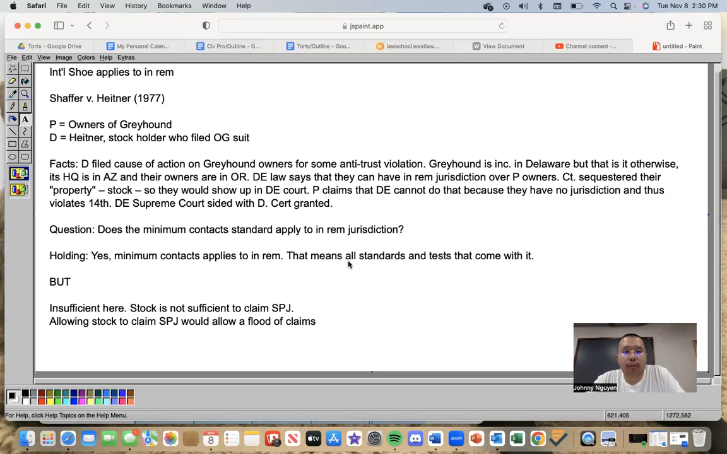And so the court felt like a share of stock is insufficient. Moreover, if you were to allow it, there would just be a flood of lawsuits, because if you allow it for this stockholder, then what's going to stop you from any other stockholder, right? And so that is the lesson in Shaffer v. Heitner.